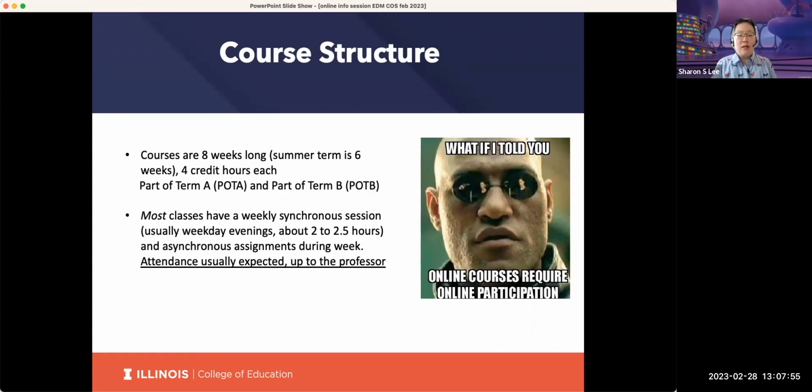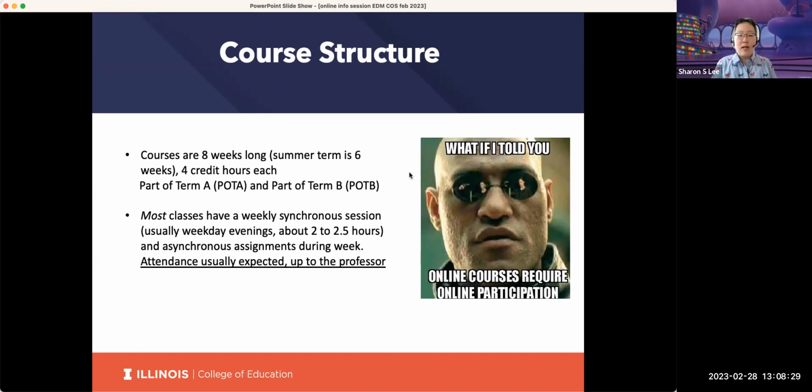And so depending on how many courses you wish to take per semester, a semester has 2 terms in it, is up to you. But usually students who are working full-time tend to take 1 course each term. So 1 course in term A, 1 course in term B in the fall and the spring. Most classes, although all online, do have a synchronous Zoom session weekly, usually in the evenings during central time hours, lasting from 2 to 2.5 hours. There are also asynchronous assignments during the week.